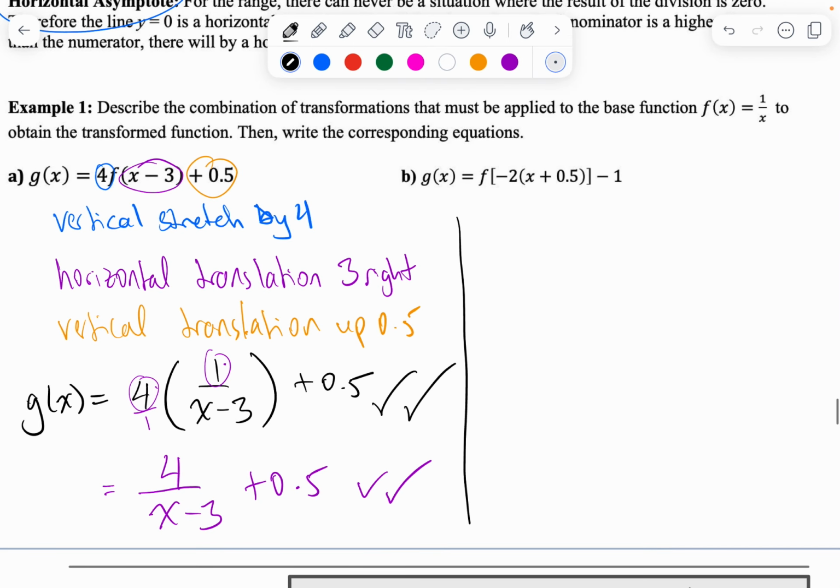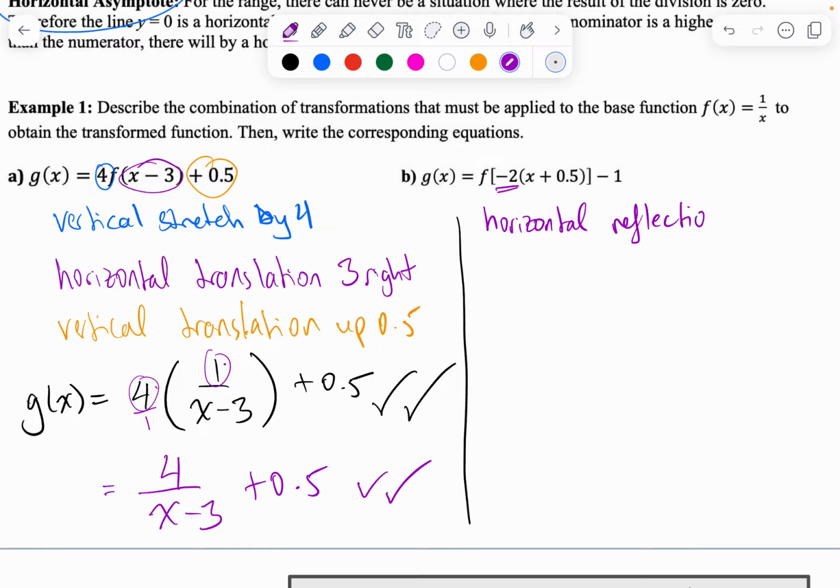So here, nothing out here, so there is no vertical stretch or compression. There is this -2. So the negative, it's on the inside with the x, so it's horizontal. The negative makes it a reflection, so horizontal reflection. Okay, then the 2 makes it, again, horizontal because it's in with the x. And then multiplying by 2 is either a stretch or a compression. So because it's times 2, it's a compression, always opposite. Okay, so horizontal compression by 1/2.